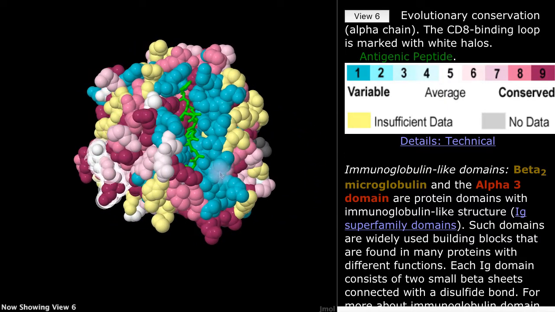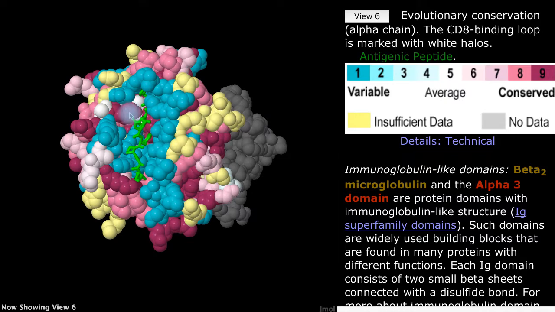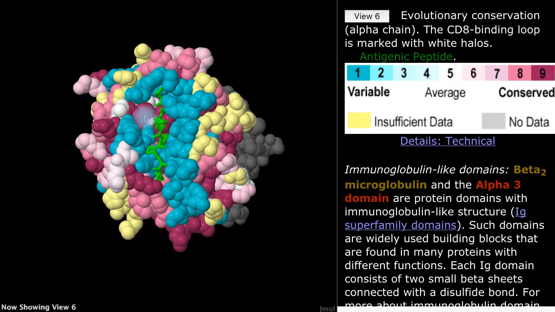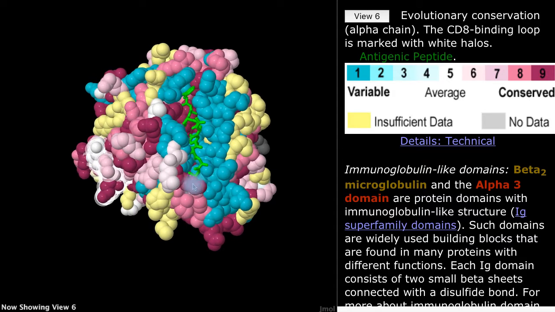In contrast, the lips of the groove are quite variable. This is because the multiple sequence alignment included different MHC alleles. The amino acid sequences of most of the lips has to be variable in order to accommodate a wide range of different peptides. On the other hand, amino acids at the position of the peptide's anchor residue and at the ends of the groove are highly conserved.